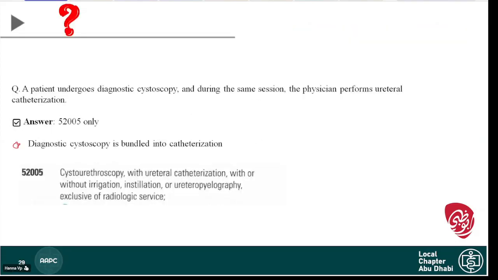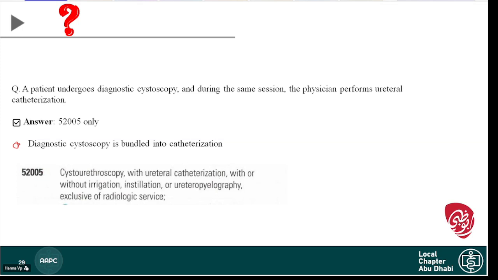52005. What is it? See the code description. Cystourethroscopy with ureteral catheterization, with or without irrigation, instillation, or ureteropyelography, exclusive of radiological service. Guys, this is the expansion of the code 52005. Actually, we are not coding diagnostic cystoscopy separately and urethral catheterization separately. Why, guys? This is a combination code.